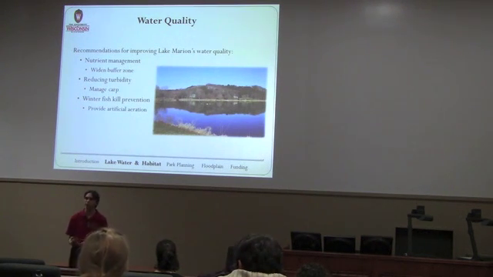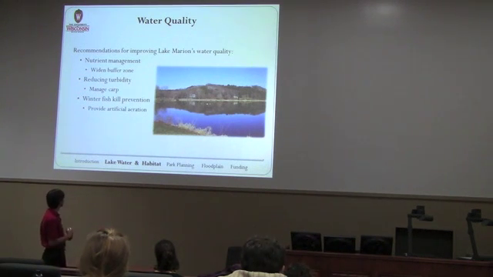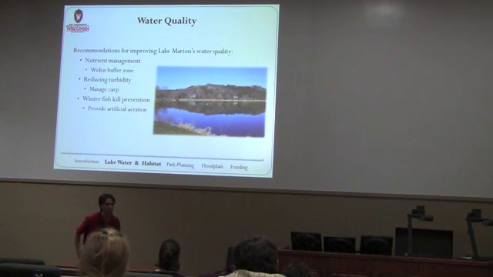There's confirmed presence of carp in Lake Marion. We've seen them while we're out there doing our field studies. And these carp have been known to really stir up the sediments and release that phosphorus back into the water column. And the third option would be preventing a winter fish kill by providing artificial aeration.